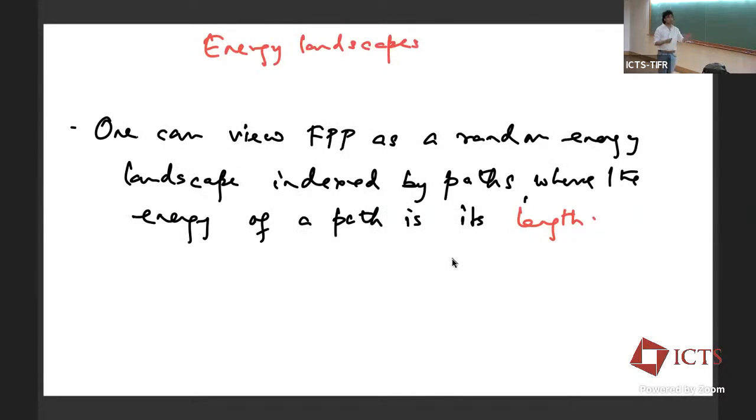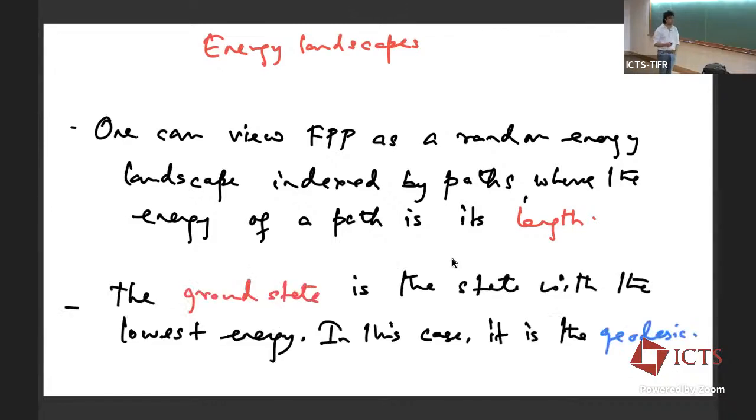Okay, but we will take a slightly different perspective in this talk, which is the perspective of energy landscape. We can view FPP as a random energy landscape indexed by paths. The geodesic is the path with the shortest length, but you can take any path and compute its length. So you can look at a function indexed by paths, where the value of the function on a path is simply its length. That is what we will call the energy landscape, or the energy of a path. And the ground state is the state with the lowest energy, which in this case is the geodesic.